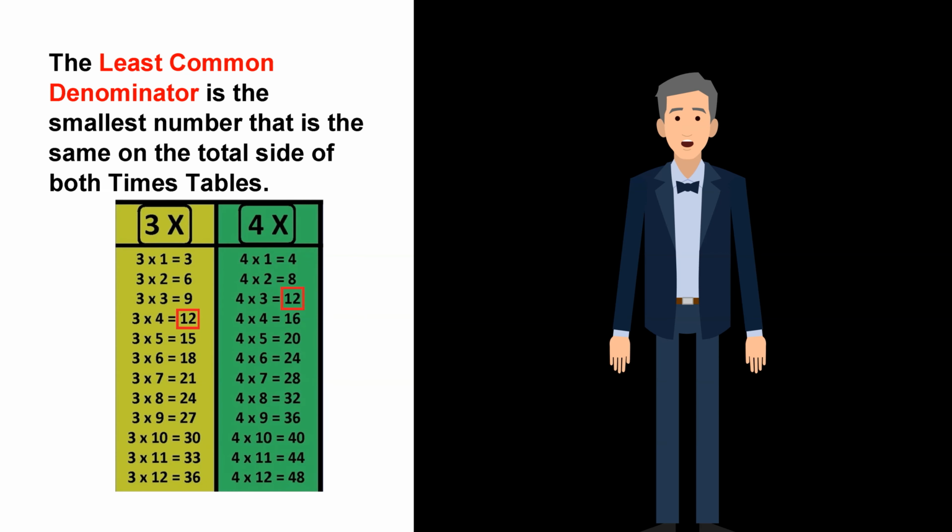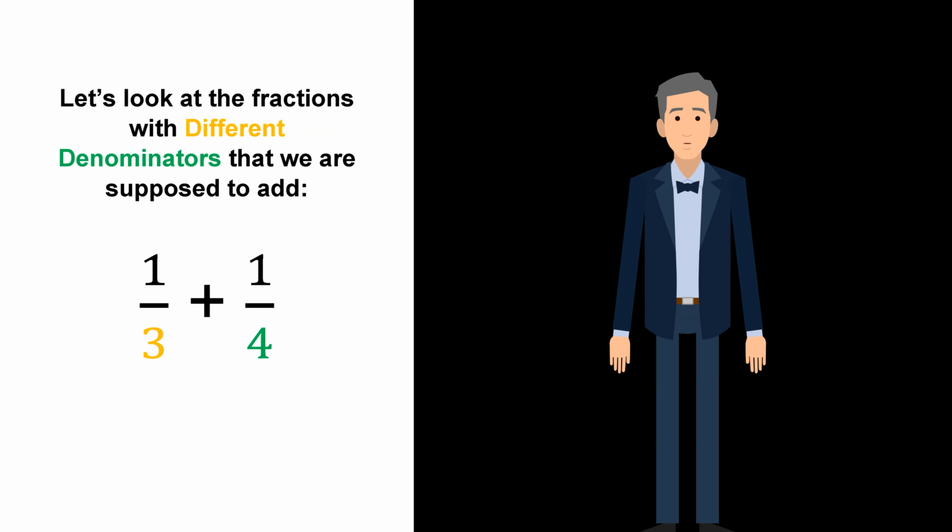The least common denominator is the smallest number that is the same on the total side of both times tables. Let's look at the fractions with different denominators that we are supposed to add. 1/3 plus 1/4.